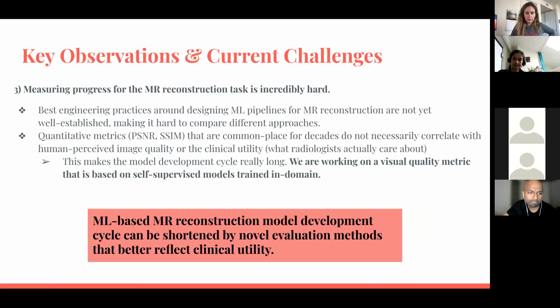So, okay. And to the last point that I have, measuring progress for this task is incredibly hard, as I said, and I was talking about how maybe we can come up with a novel evaluation method that can better reflect clinical utility. And we're actively working on a visual quality metric that's based on self-supervised models trained in domain for medical images.